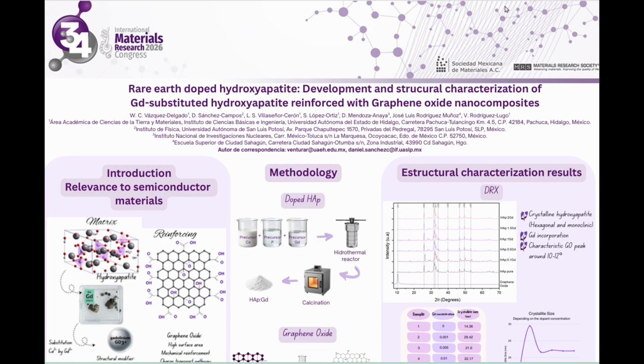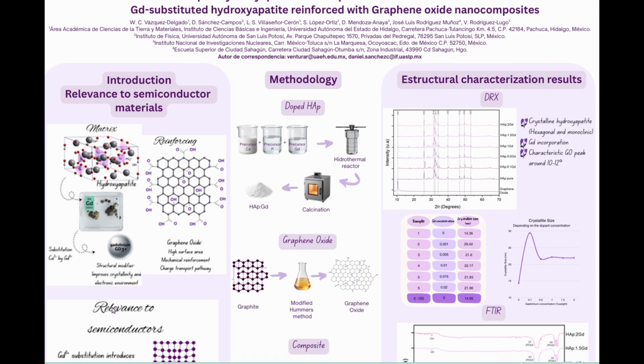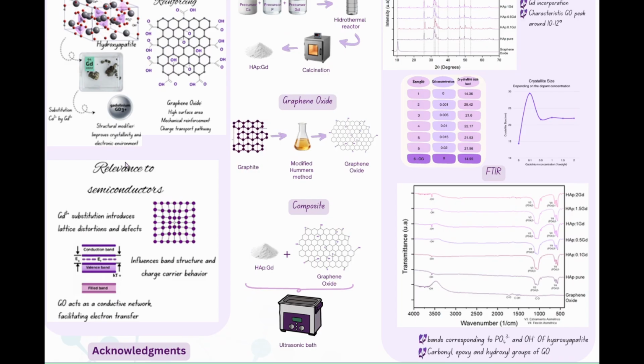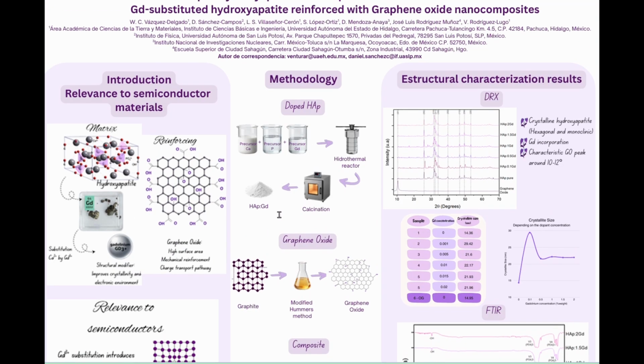The main objective of this study was to develop and structurally characterize a novel nanocomposite based on gadolinium-substituted hydroxyapatite and reinforced with graphene oxide. This is to evaluate its potential relevance for semiconductor-based applications. To achieve this, we followed the methodological route shown in the center of the poster.